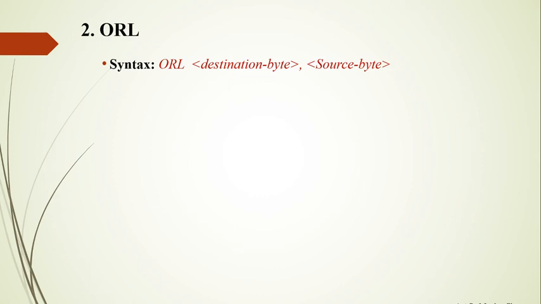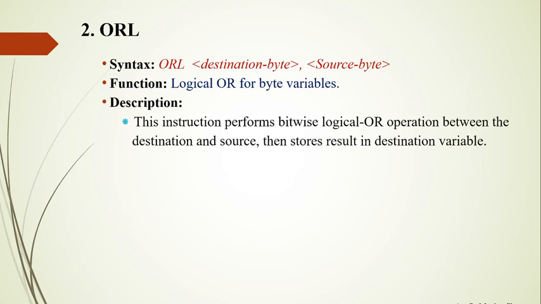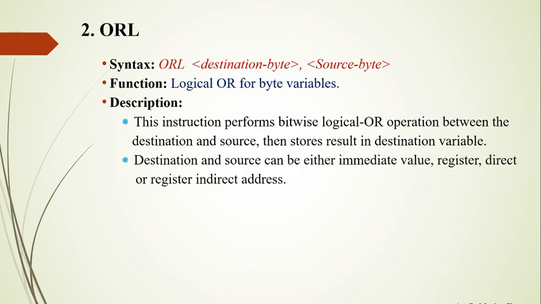Next mnemonic is ORL. The syntax for this instruction is ORL destination byte, source byte, and the function performed by this instruction is a logical OR for byte variables. This instruction performs a bitwise logical OR operation between the destination and source, and it stores the result in the destination variable. Destination and source can be either an immediate value, a register, or a direct or register indirect address. During execution of this instruction, no flags are affected.